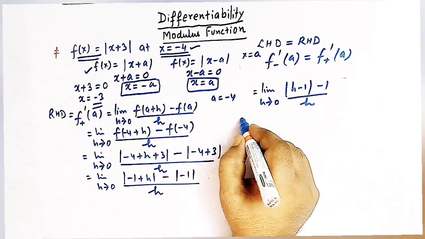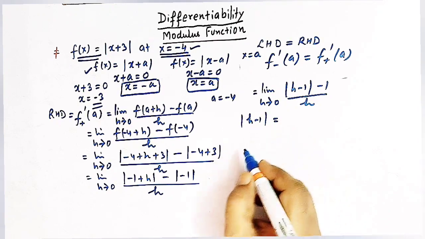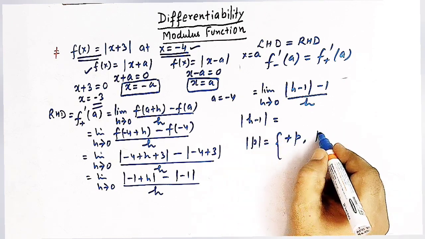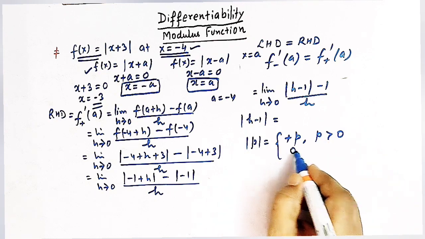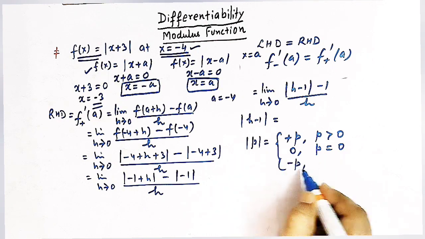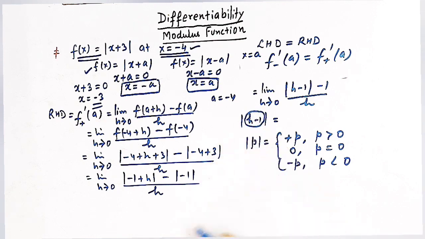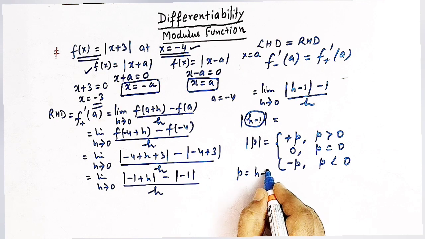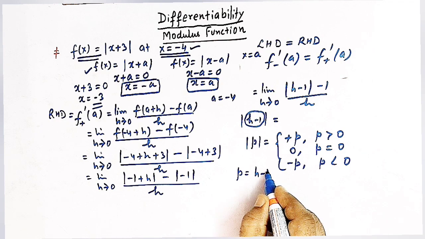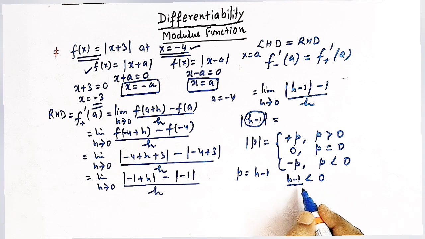So now here we have mod of h minus 1, right? Now from the definition of the mod function, mod of p is given by positive p whenever p is greater than 0, and mod of p is 0 when p is 0, and mod of p is negative p when p is less than 0, right? Now see here, we have h minus 1. So if we take p equal to h minus 1, then h is infinitesimally very small as compared to 1. So h minus 1 is less than 0. So this is a negative quantity.